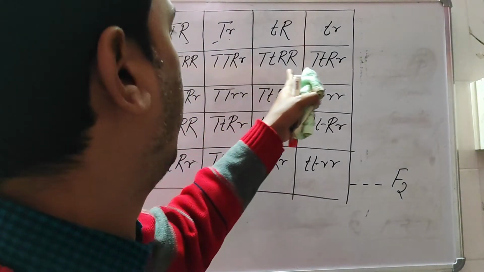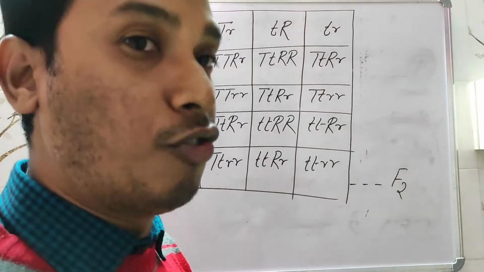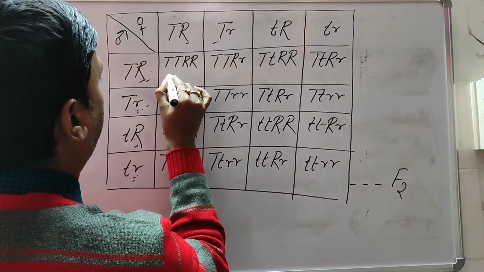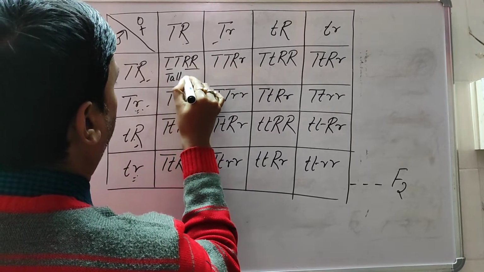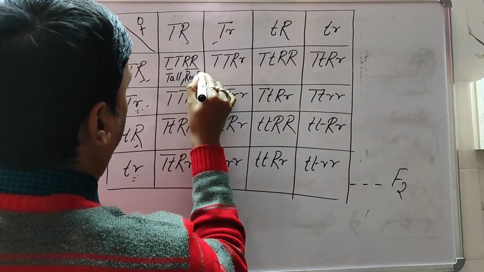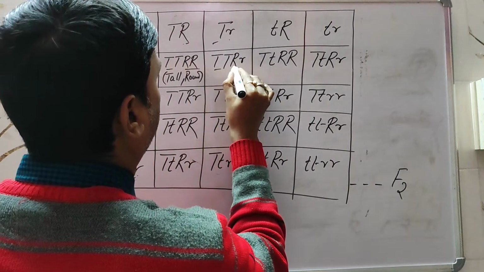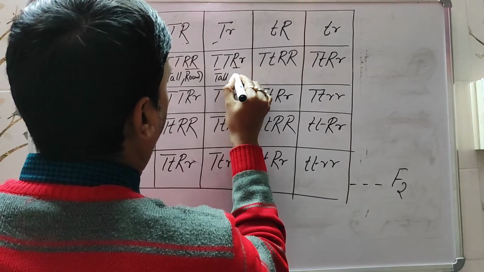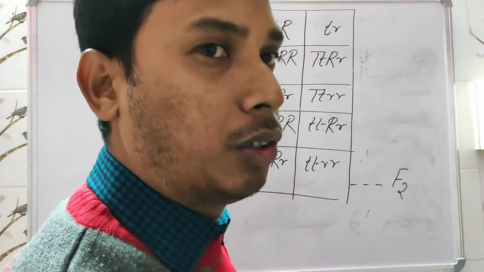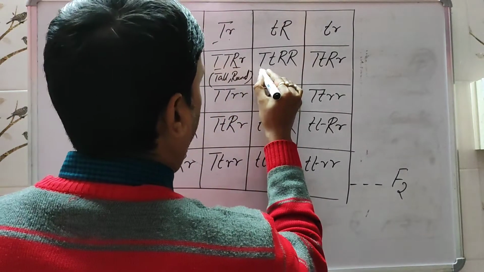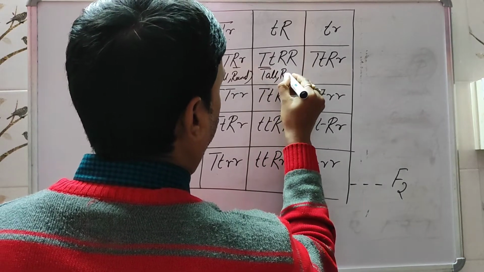So these are all indicating the genotype. Now in brackets below I have to write the phenotype also. So capital T, capital R, capital T, capital R, capital R. That means tall and round. Tall and round. Here is also tall and round. That means tall pea plant with round seed. Then tall, again capital T, small t, that means tall and round.